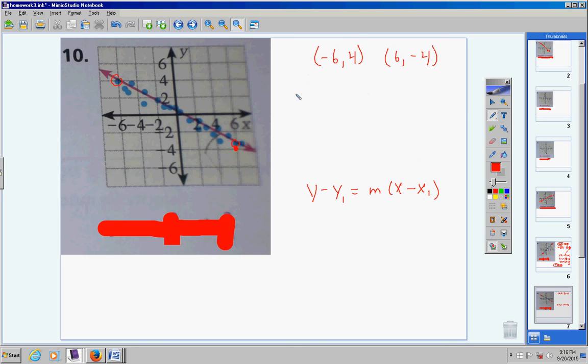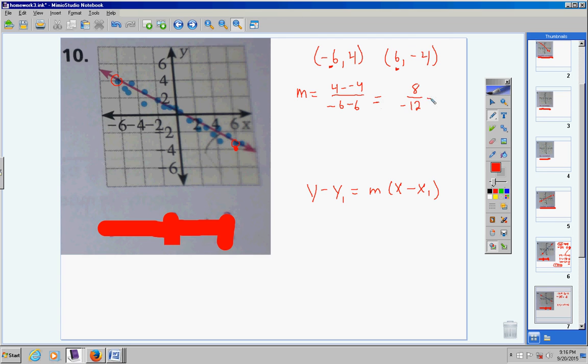And first we must find the slope. So y minus y, here's a y, here's a y. So 4 minus a negative 4. Now x minus x, here's an x, and here's an x. So negative 6 minus 6. And that would be 4 minus a negative 4 would be 8. Negative 6 minus 6 is negative 12.